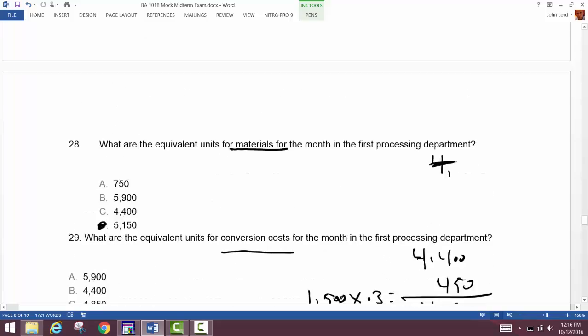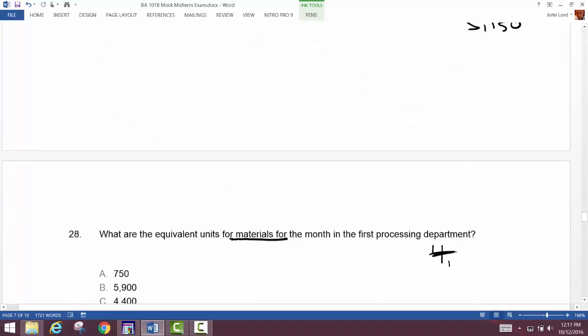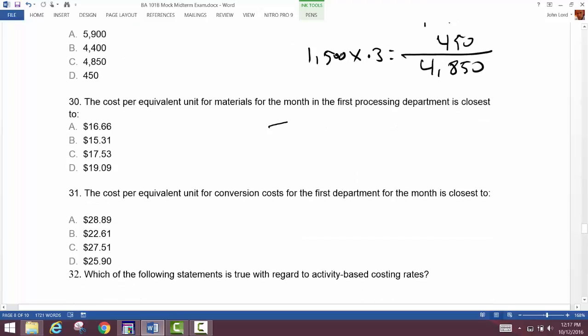I'm going to pick up the conversion cost, both that in beginning and that was added for the period, right? So it's going to be 7,800 plus 125,600. 7,800 plus, what did I say, 125,800? 600? I add those two together, I get what? 133,400.